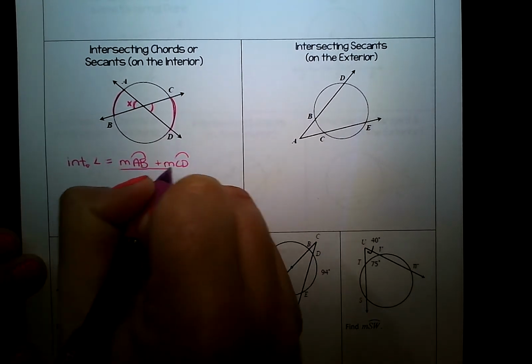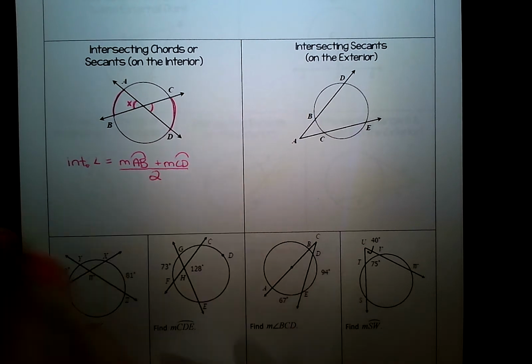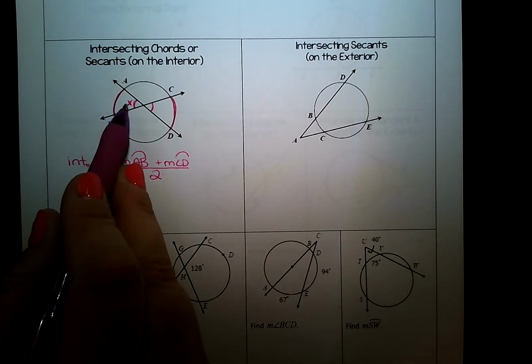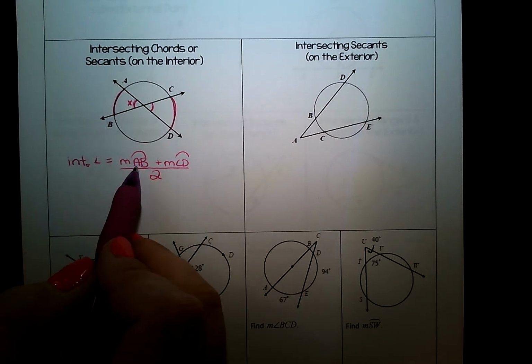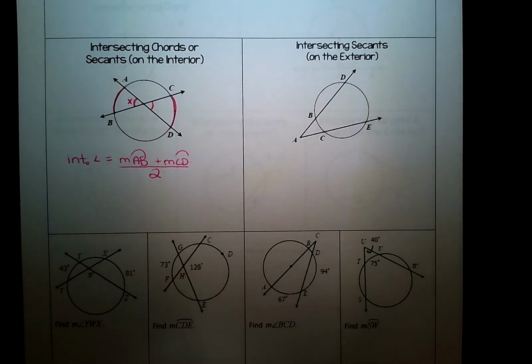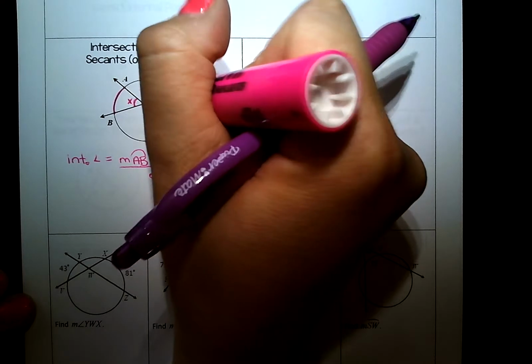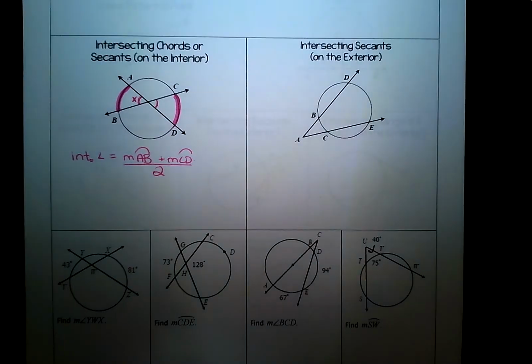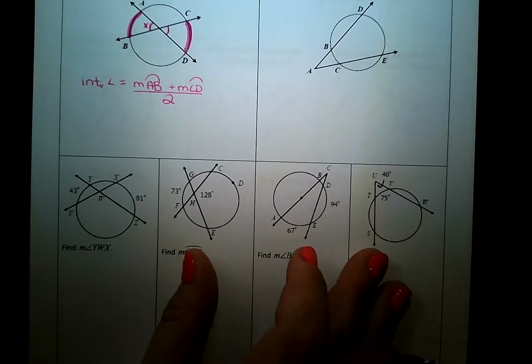And it's half of that sum. So the sum divided by 2. So our interior angle, where we put X, is equal to the sum of the two arcs divided by 2. Okay? All right, so let's work out some practice problems with that one. Come straight down here.